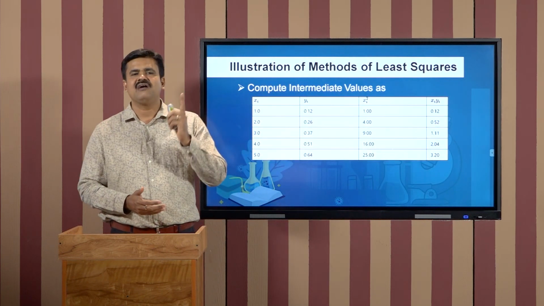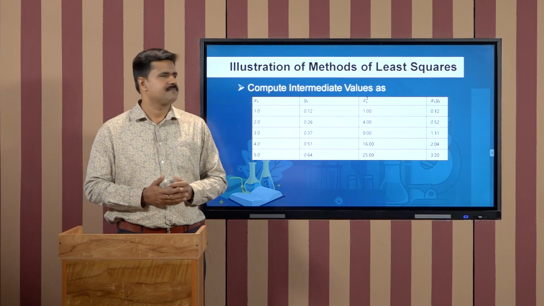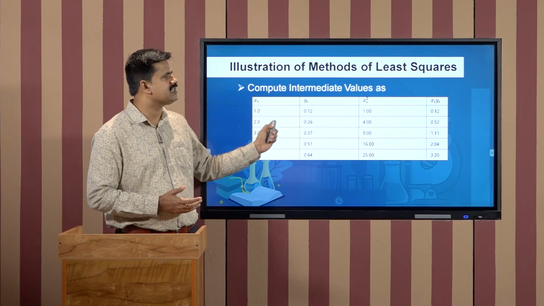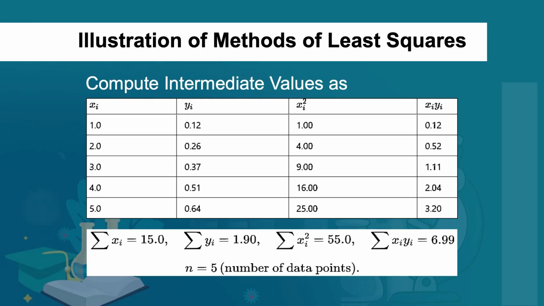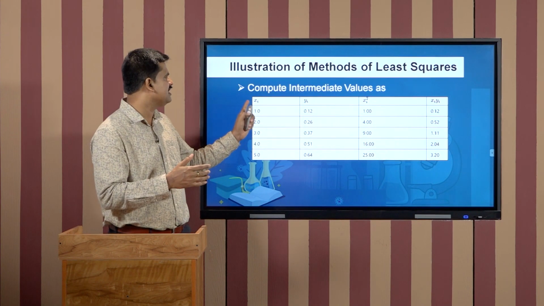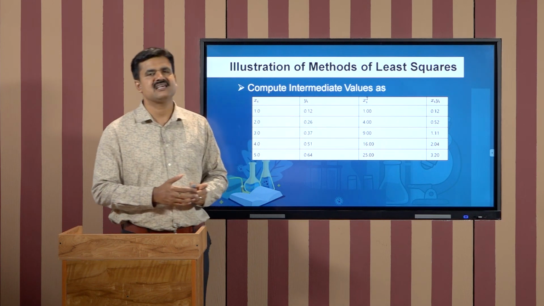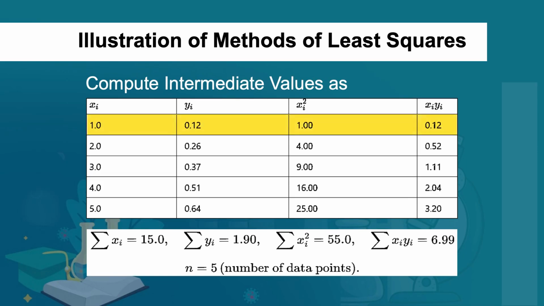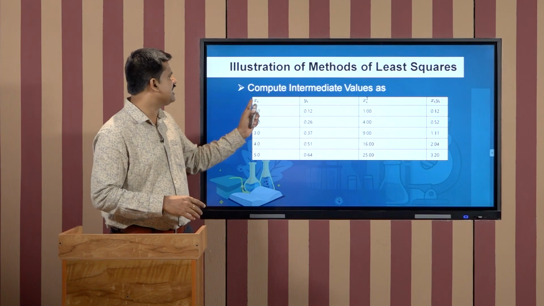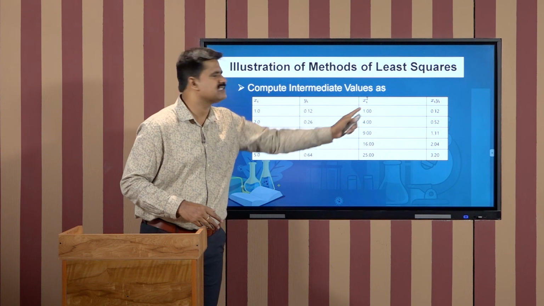Now, you have to compute intermediate values, and these can be calculated by using this tabular form, where there is the xi value and the yi value. Taking the square of xi, you get xi square, and you have to finally calculate the product of xi and yi. So, you multiply xi with yi, and you get xi yi. For instance, if xi is equal to 1 and yi is equal to 0.12, multiplying together you get the very same 0.12 as xi yi. The square of xi, that is xi square, is equal to 1.